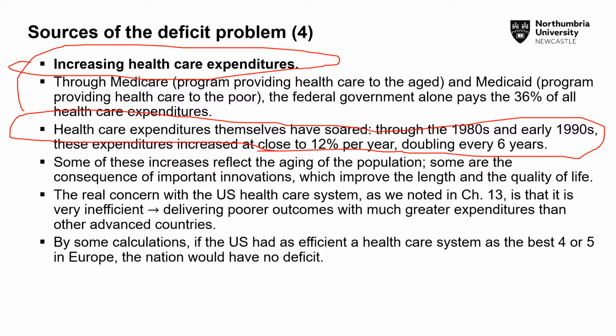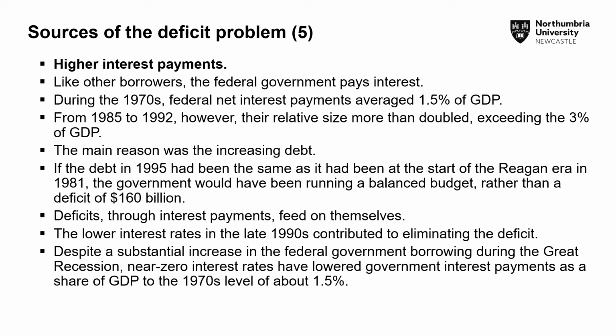And some of these are also consequences of important innovations which improve the length and the quality of life. The real concern, which we covered in chapter 13, is that the US healthcare system is very inefficient and it doesn't deliver the outcomes of the same standard or to the same extent that are delivered in countries that spend less on healthcare. And we discussed the reasons for this. So the issue is one of efficiency, of an efficient healthcare system, something that the US does not appear to have. The fifth reason is high interest payments.